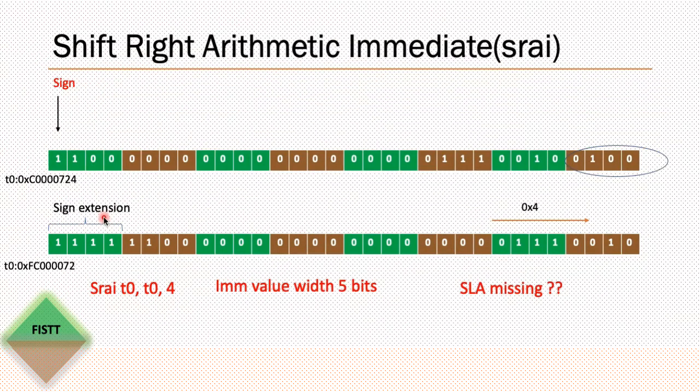But if the sign bit is 1, then the shift right arithmetic is going to extend the sign bits into the introduced most significant bits. The syntax is almost the same, and the immediate value is bounded by 5 bits. So there is nothing called a shift left arithmetic. The reason is very simple, because arithmetic makes sense only when the sign bit is 1. When you shift left, the sign bits are not 1. That means it doesn't make sense to have a shift left arithmetic.